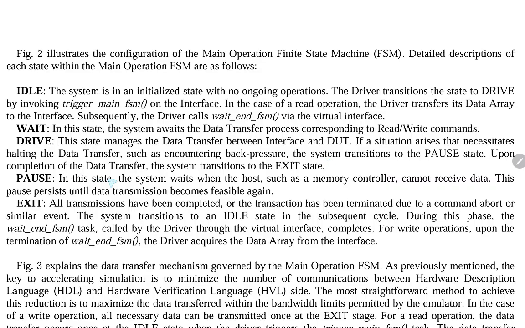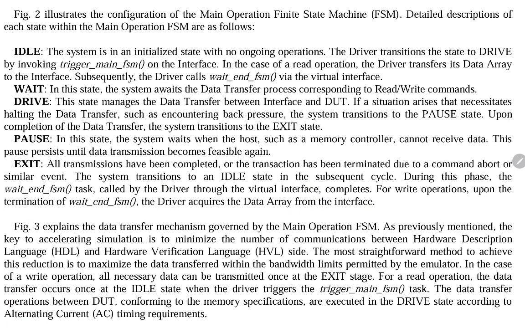Pause. In this state, the system waits when the host, such as a memory controller, cannot receive data. This pause persists until the data transmission becomes feasible again. Exit. All transmissions have completed or the transaction has been terminated due to a command abort or similar event. The system transitions to the idle state in the subsequent cycle.